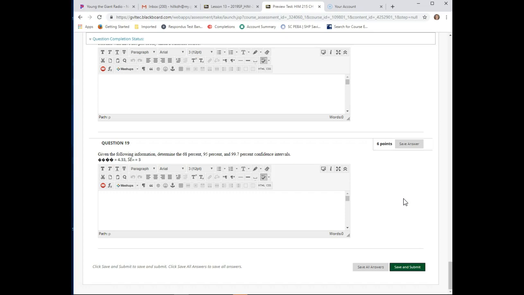And so the final one is going to be 99.7% CI equals 4.33 minus, parentheses, 3 times 3, parentheses, equals, and then 99.7% CI equals 4.33 plus, parentheses, 3 times 3, close parentheses, equals.